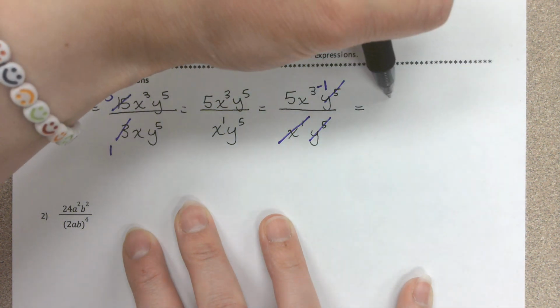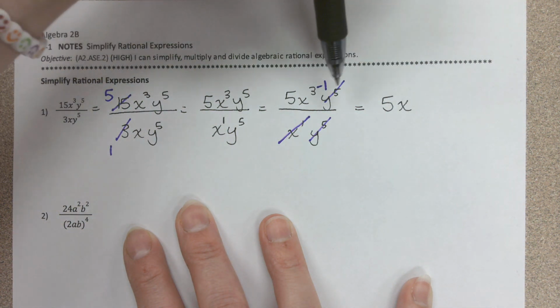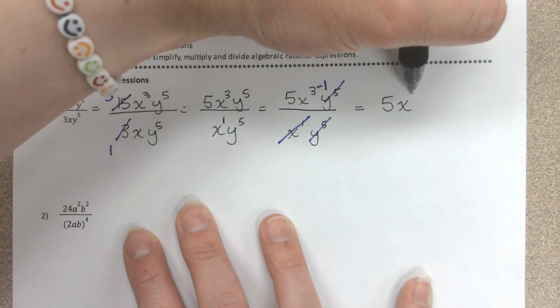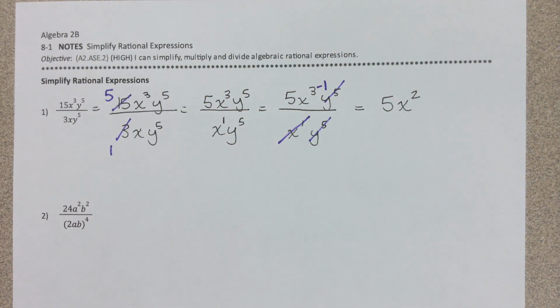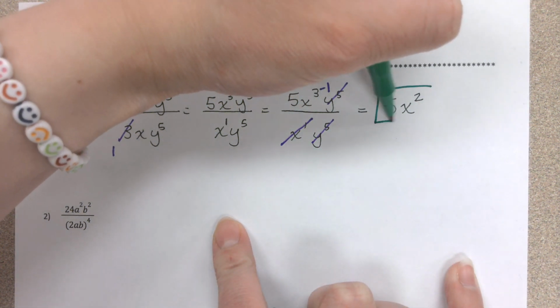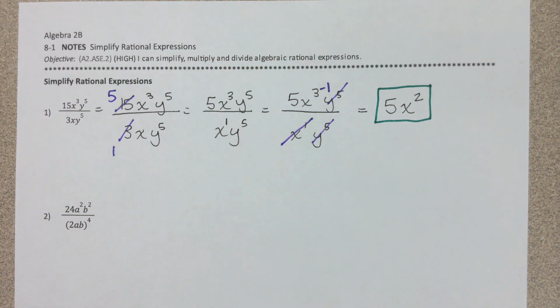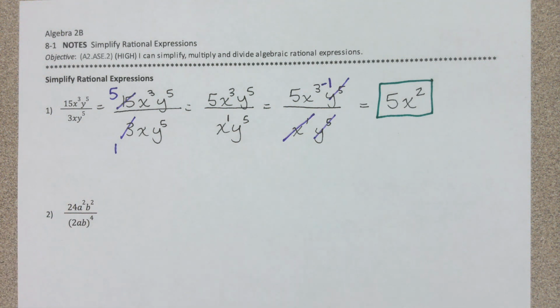So we still have a 5. We have x, and then my new exponent, 3 minus 1, is 2. And everything else is gone. Since the bottom of the fraction is completely gone, I don't need a fraction anymore. It can just be whatever was on top. 5x squared is my answer here. And there you have it. Questions on number 1?